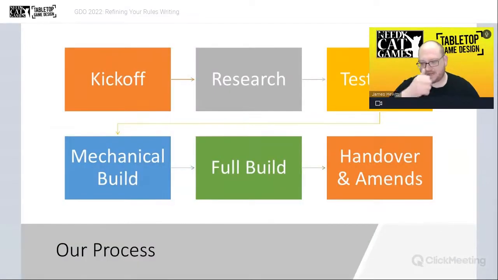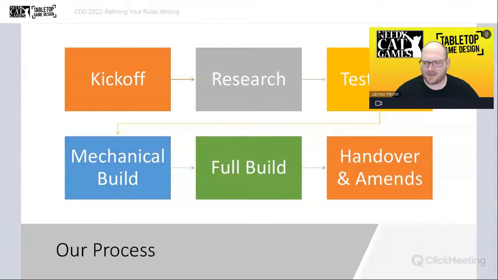Quick recap of the NeedyCat design process. We have kickoff, research, test build, which is lots of nice and quick and dirty ideas to find out what your game is. Mechanical draft, where we start codifying it. We go from the very central gameplay loop of the test build and start pulling it out, thinking about the start and the end of the game. We then go into the full build once that's been developed, where we fill in and add the depth as well as the breadth that we added in the mechanical build. And then finally we get to the handover and amends stage of things.